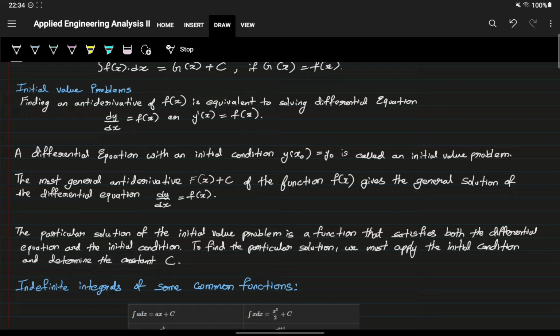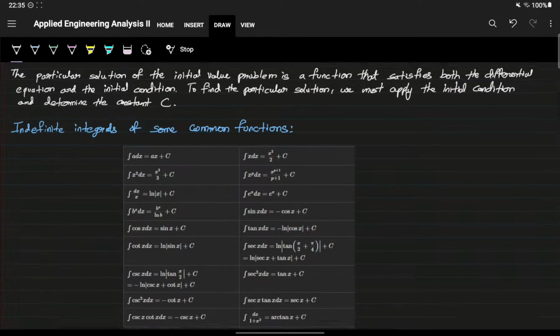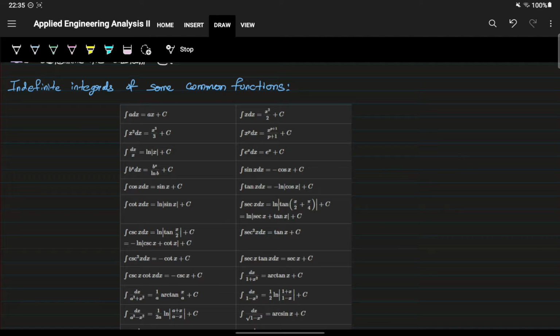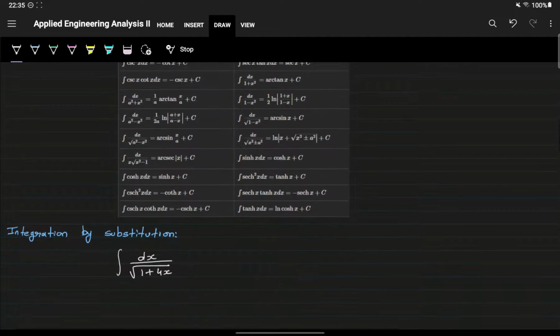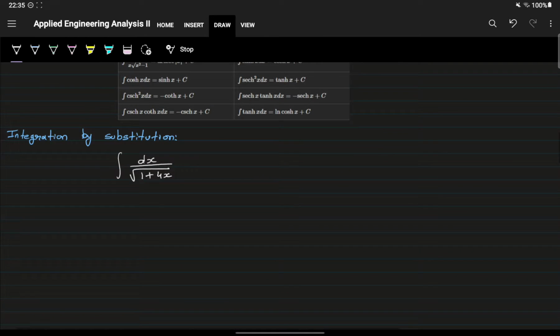The particular solution of the initial value problem is a function that satisfies both the differential equation and the initial condition. To find the particular solution, we must apply the initial condition and determine the constant c. And here in this table I have included the integrals of some common functions. Please have a look at this, and let's solve some integrations by the method of substitution.